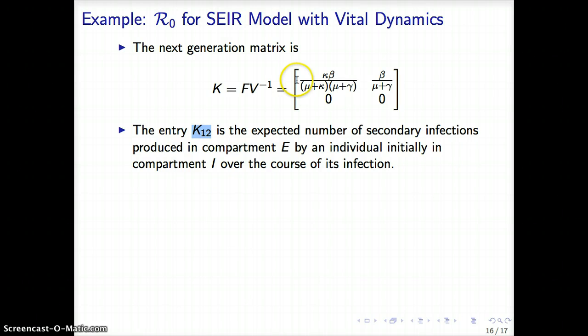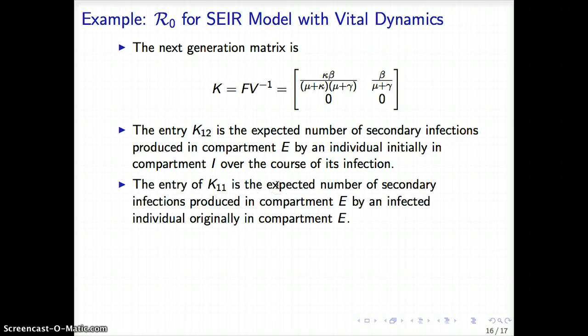Remember, the first row of this matrix is connecting back to the first state variable, which is x1, which denotes E. Now, the entry in row 1, column 1 is kappa beta divided by the quantity mu plus kappa times mu plus gamma. So that 1 1 entry denotes the average number of secondary infections produced in compartment E by an infected individual in compartment E. Okay, so that's a note there about the meaning of some of these entries.